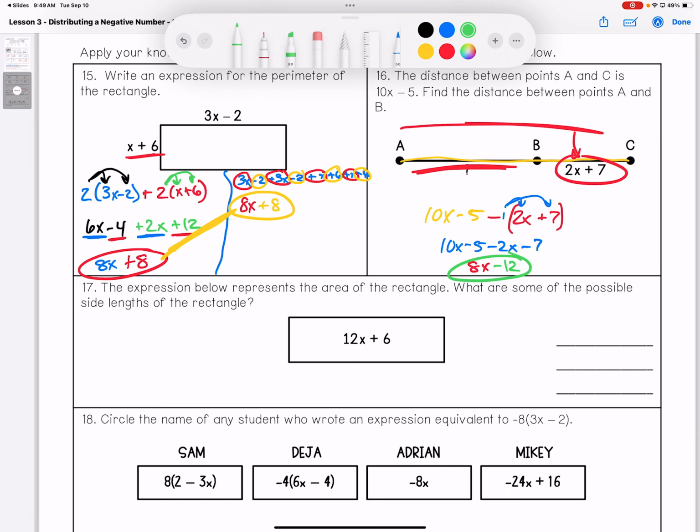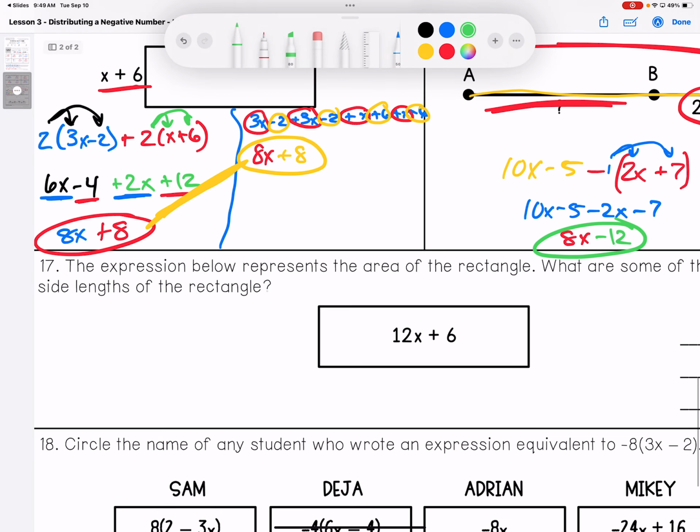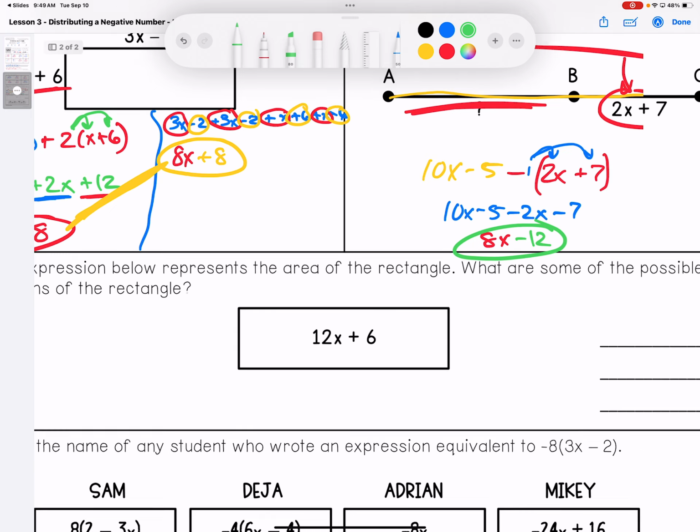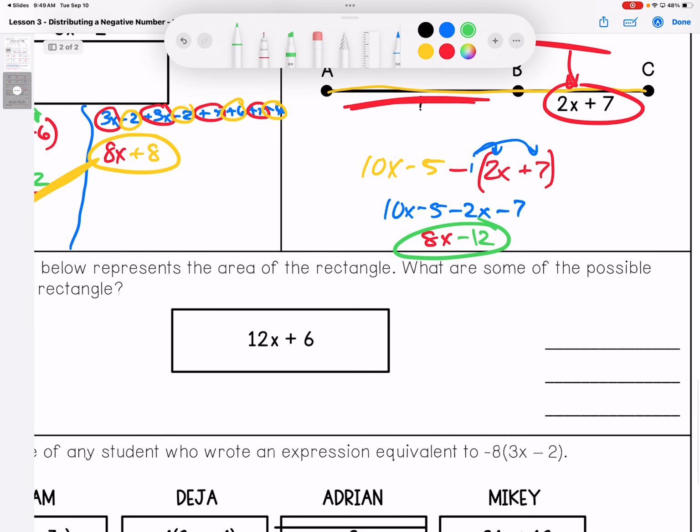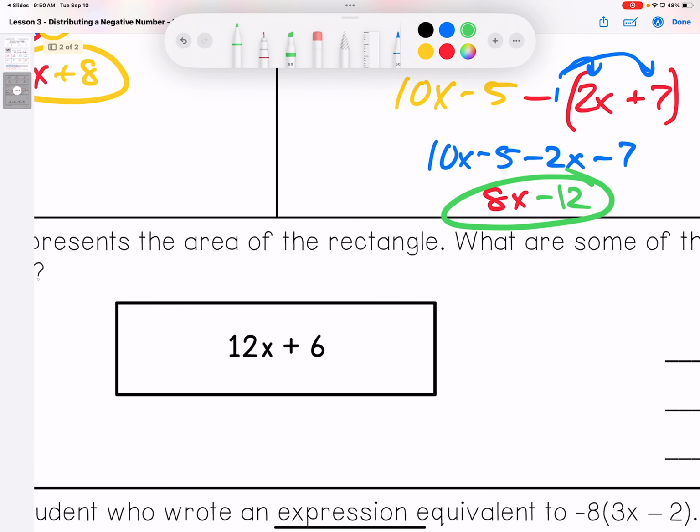I'm almost done. The expressions below represent the area of the rectangle. What are some of the possible side lengths? Well, that's the area, so some possible side lengths. How could I make 12x? If I know this, I can do the opposite of the distributive property. I can split them apart. So what numbers can I take out of that, like we talked about yesterday? What can I take out?